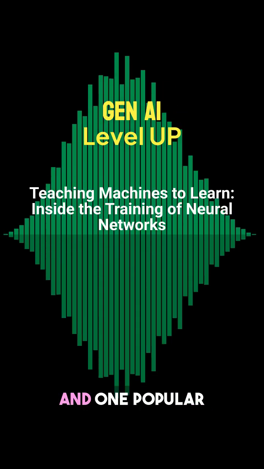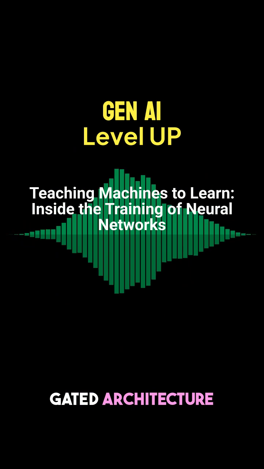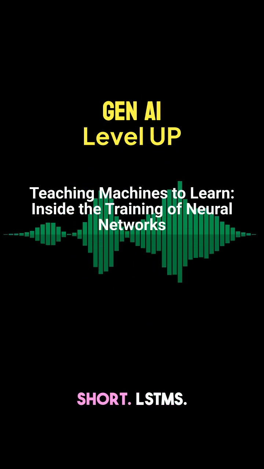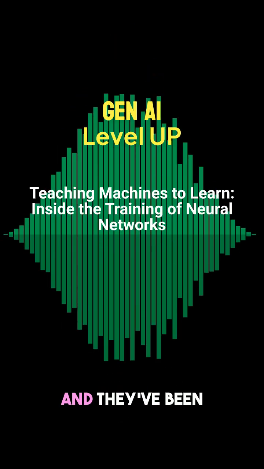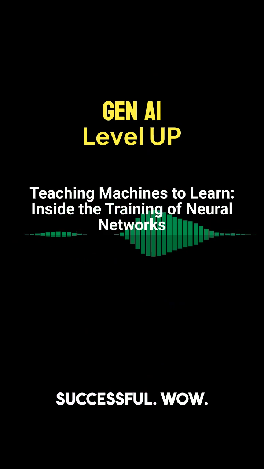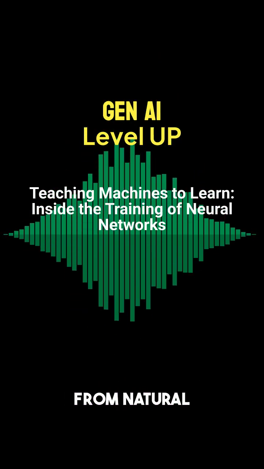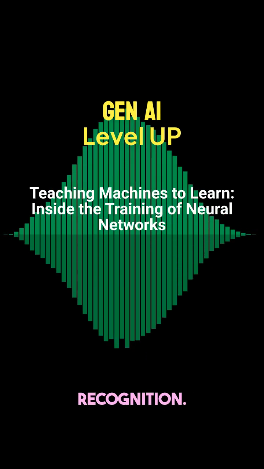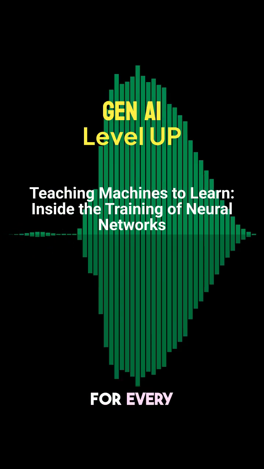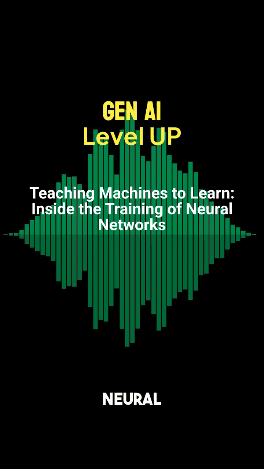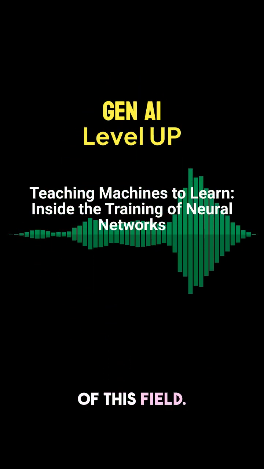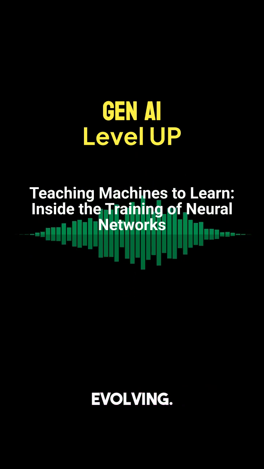Exactly. And one popular gated architecture is the long short-term memory network, or LSTM for short. LSTMs. Yeah, and they've been super successful in various tasks, from natural language processing to machine translation, speech recognition. It seems like for every challenge that we encounter with these neural networks, someone comes up with an ingenious solution. That's the beauty of this field. It's constantly evolving. That is really cool.